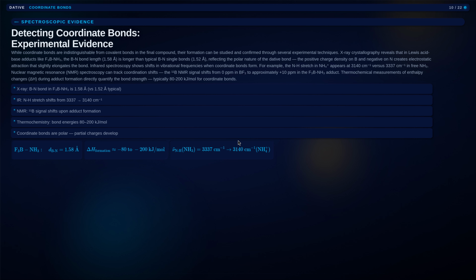Coordinate bonds can be studied through several techniques. X-ray crystallography reveals the B-N bond in F3B-NH3 is 1.58 angstroms, longer than typical B-N single bonds. Infrared spectroscopy shows N-H stretches shift from 3337 to 3140 wave numbers in NH4+. NMR boron-11 signals shift upon adduct formation. Thermochemical measurements show bond energies of 80 to 200 kilojoules per mole for coordinate bonds. These bonds are polar with partial charge development.